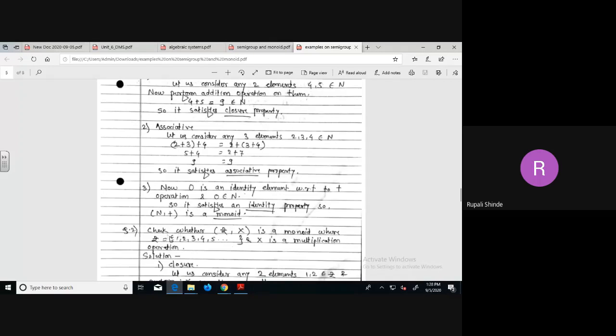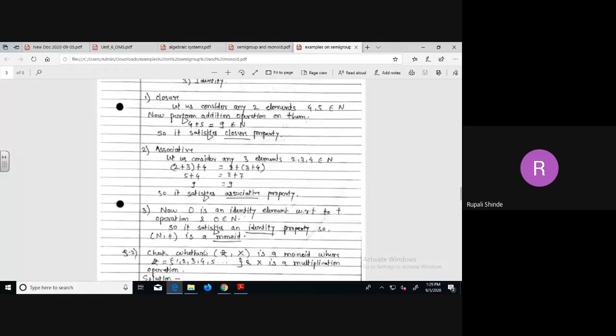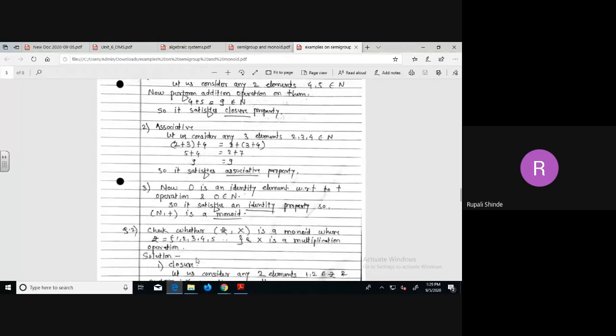Now, the second example is given. Check whether Z, multiplication is a monoid, where Z is equal to 1, 2, 3, 4, 5 and so on, and this is a multiplication operation. So can you try for this example? Again you have to check for three properties: closure, associativity and identity. At least first of all check for two properties, closure and associativity.